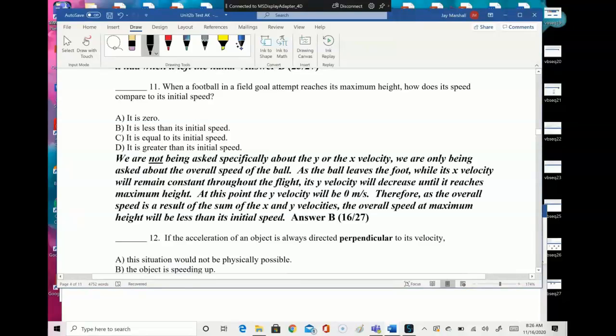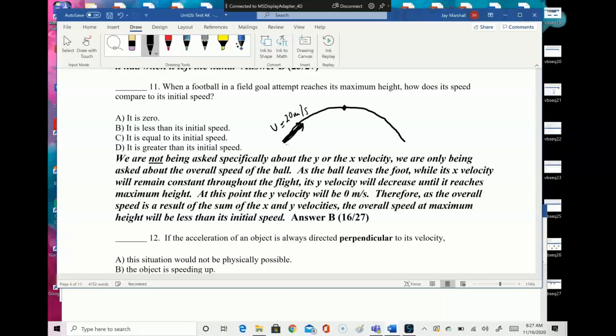When a football in a field goal attempt reaches its maximum height, how does its speed compare to its initial speed? Its maximum height is right here. And I kicked it at some velocity. We'll say that Kyson kicked it at some velocity. Let's say 20 meters per second. We don't really need to know for sure. But we kicked it at 20 meters per second.